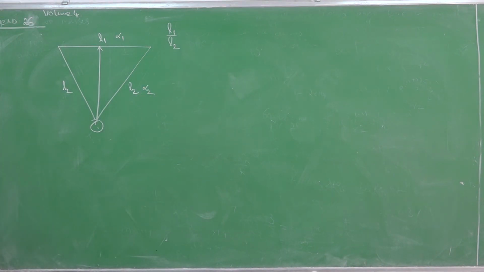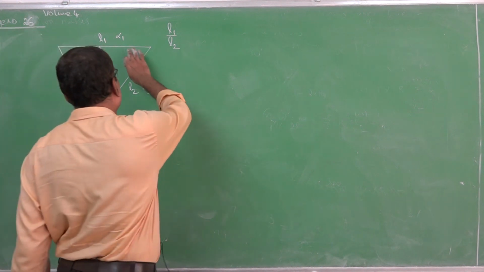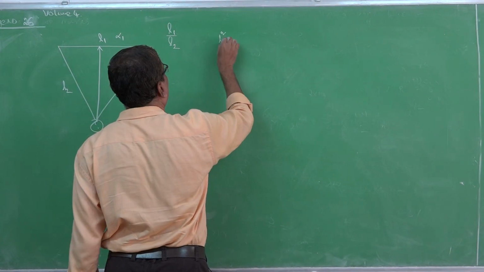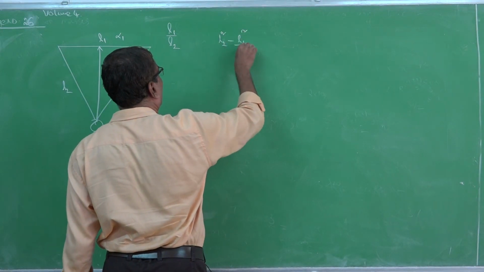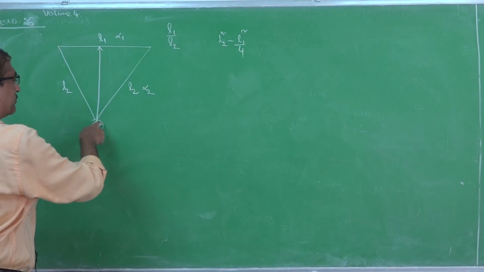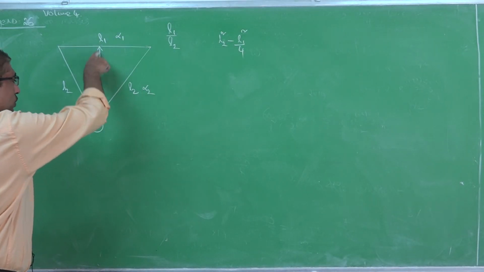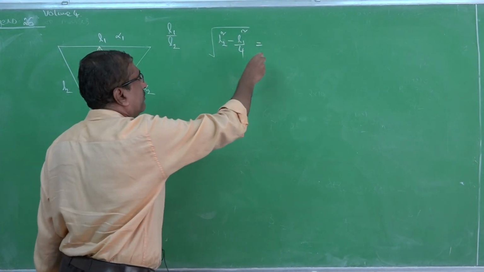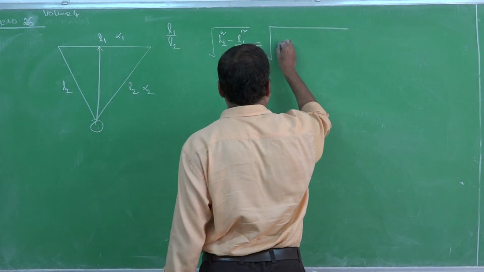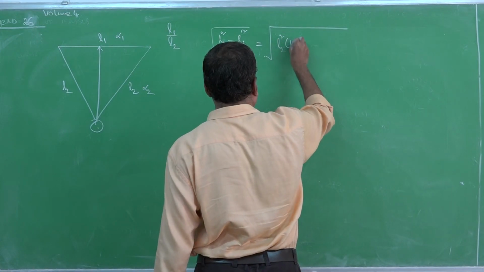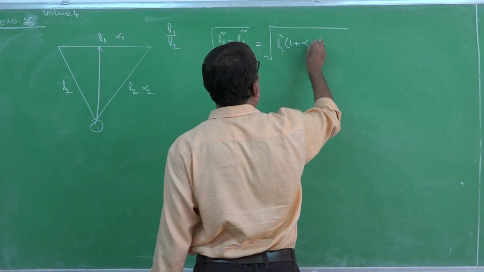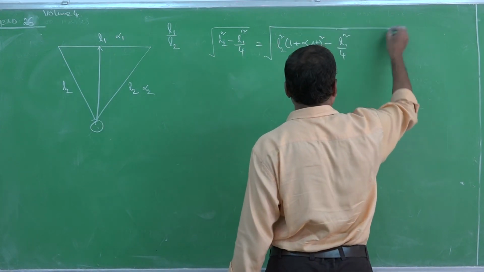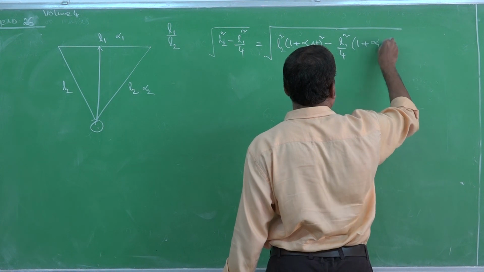So similar to the earlier problem, but here some minor differences. You have to write the square root of L2 square minus L1 square by 4, because this is L2 square and this is L1 by 2 whole square, that is this length. To maintain the same distance, again you have to write L2 square into (1 plus alpha 2 delta T) whole square minus L1 square by 4 into (1 plus alpha 1 delta T) whole square.